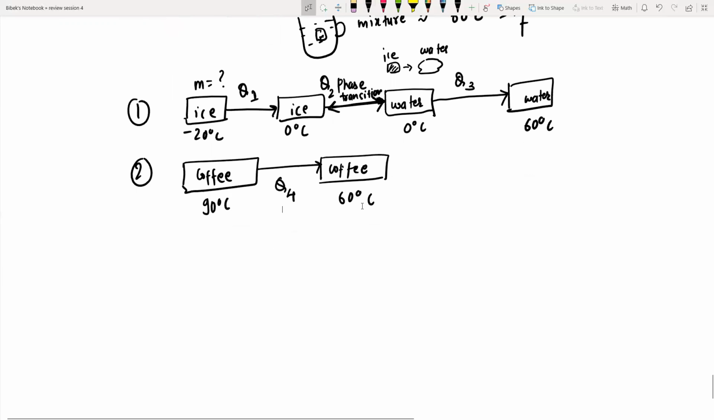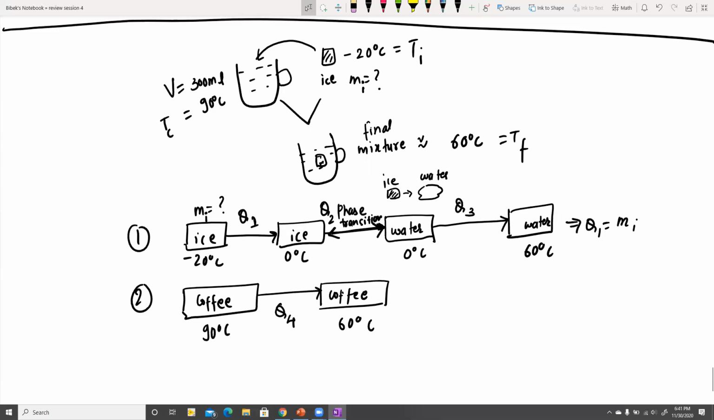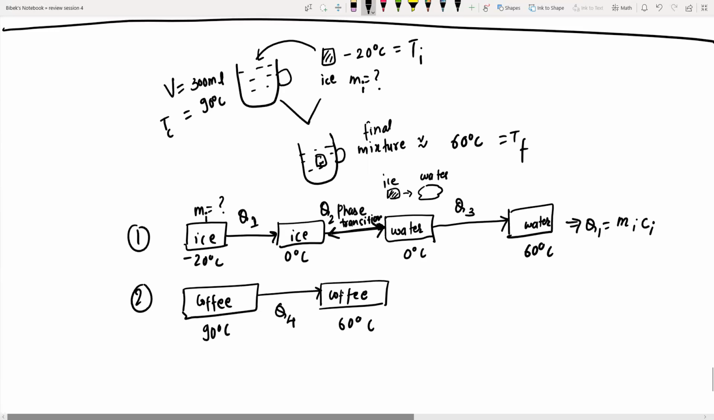So how do you find Q1? Here, Q1 will be the mass of ice, because you are dealing with the ice, and you don't know the mass of ice. You are solving for the mass of ice. The mass of ice times Ci, that is the specific heat capacity of the ice, and the specific heat capacity of the ice is different from water. And delta T, the temperature difference between these two lines, 20 degrees. Let me suppose that will be delta T1. Okay, so for Q2, you have a phase transition from ice to water.